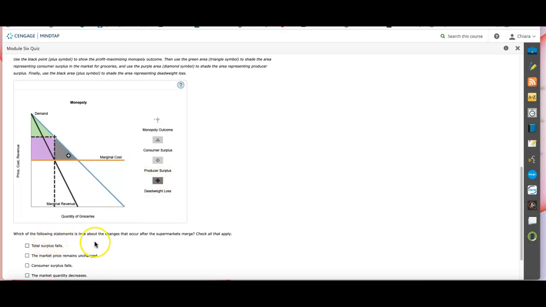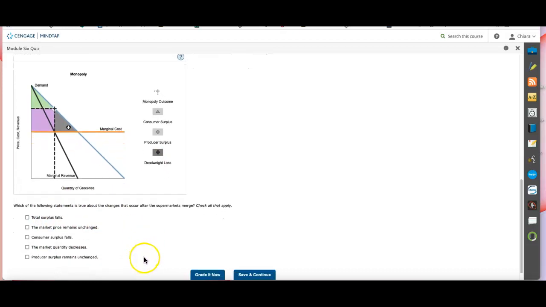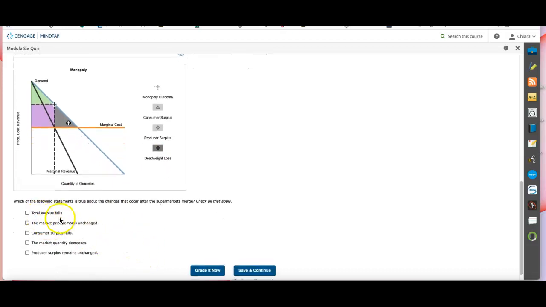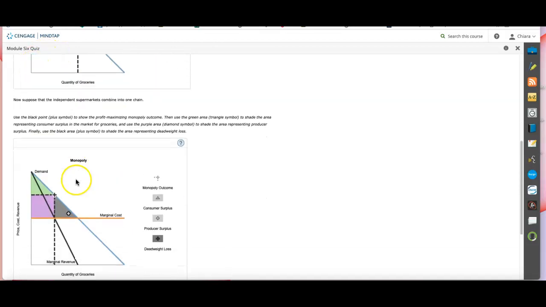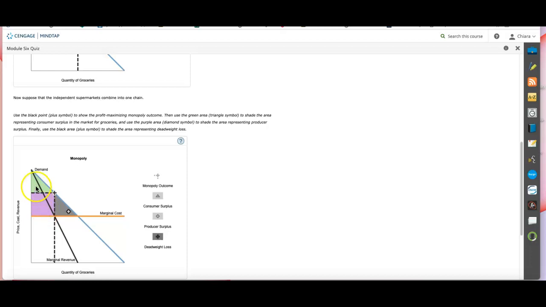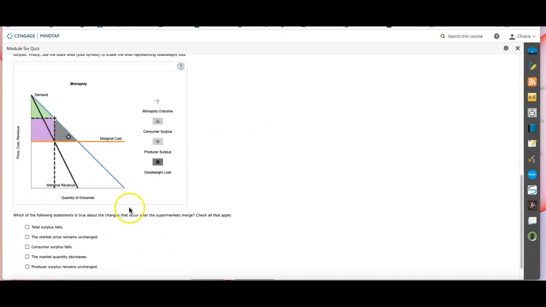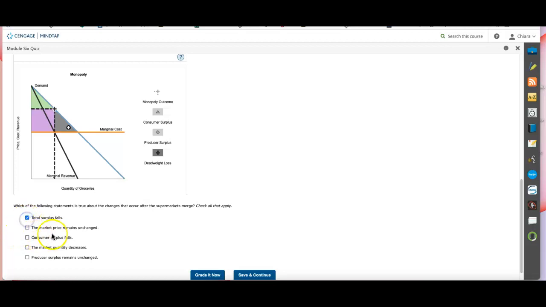Now, which of the following statements is true about the changes that occur after the supermarket merge? With the change, the total surplus falls, right? Now we had this big area of total surplus, and now the total surplus is a little smaller because we have that deadweight loss. The market price remains unchanged. That is not true. The price went up with a monopoly. So that is not true. We're not going to mark it.